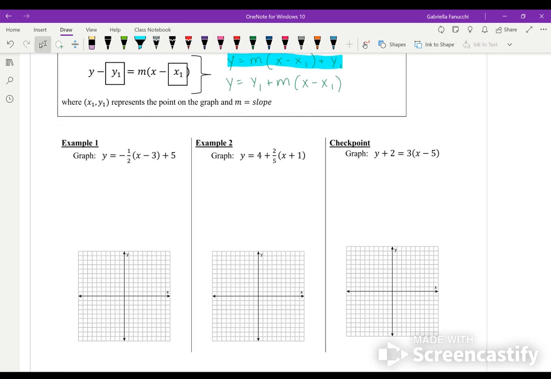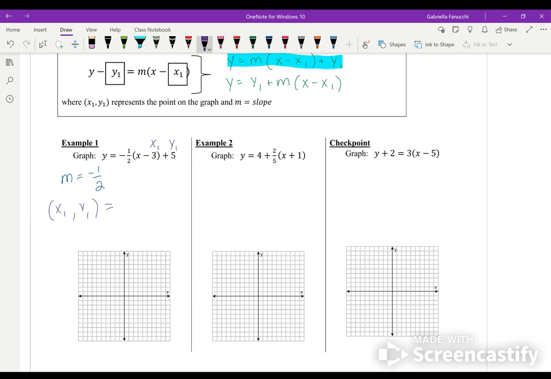So we're going to go ahead and graph y equals negative 1/2 times x minus 3 plus 5. So let's go ahead and label what we have. We have a slope. Our slope is going to be negative 1/2. And we're going to label the x1 and the y1. So that is going to be the point that we graph, and then we'll use the slope. So this will be x1 and this is y1.